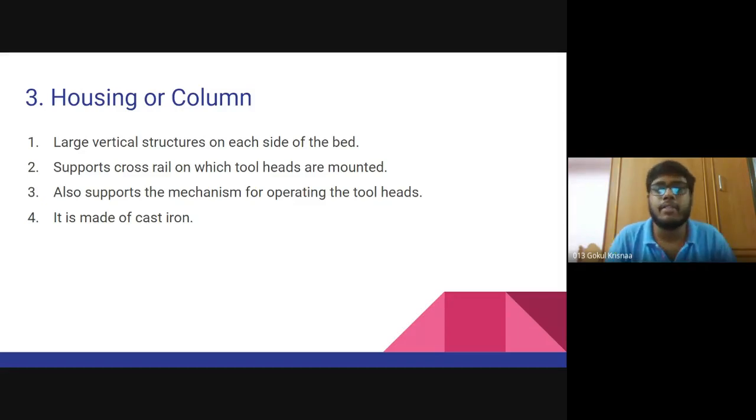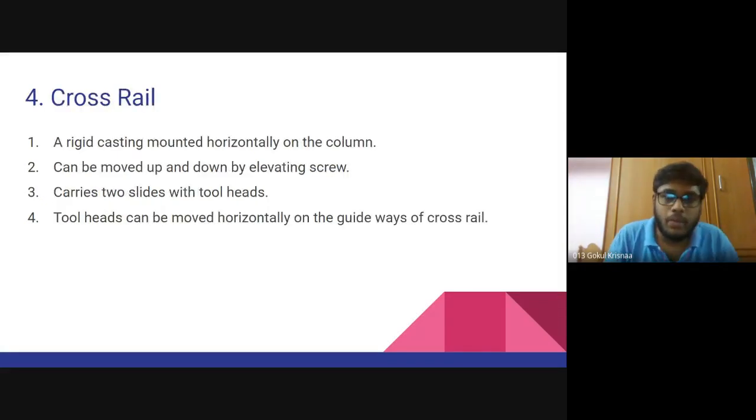For example, the tool heads will be moving up and down during the forward and backward stroke of the table, so it needs a mechanism to move up and down. This mechanism is actually supported on this column. This column is also made up of cast iron. Now let's see about the cross rail.